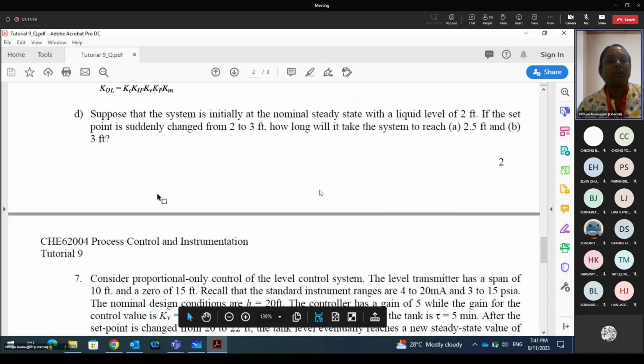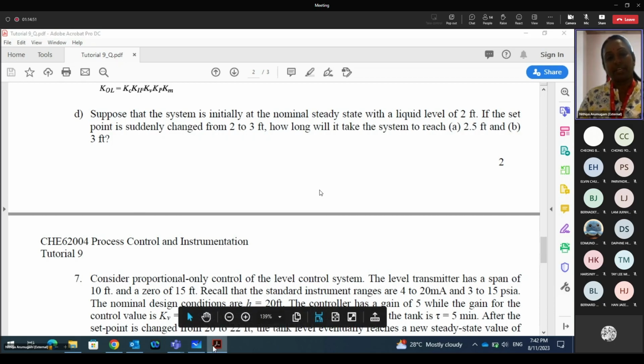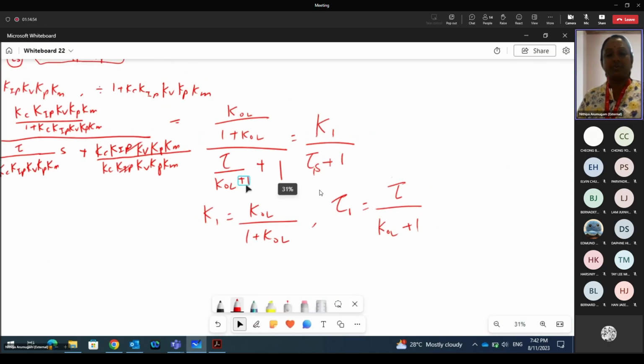Secondly, for the last part of this section, we need to analyze this question. Suppose that the system is initially at the nominal steady state with a liquid level of 2 feet. So H is given. If the set point is suddenly changed from 2 to 3 feet, how long will it take for the system to reach 2.5 feet, meaning in between the 2 and 3, and also for 3 feet? All right. So what are we going to do?